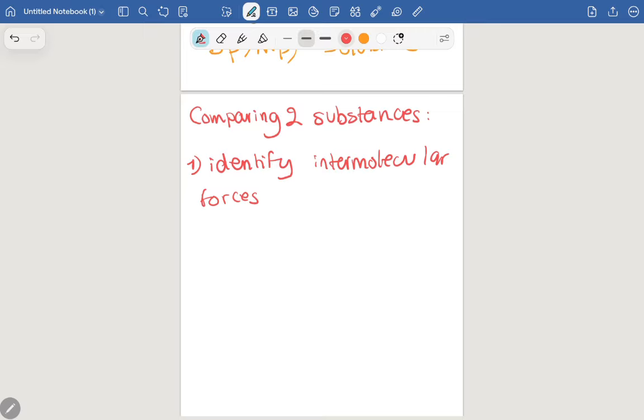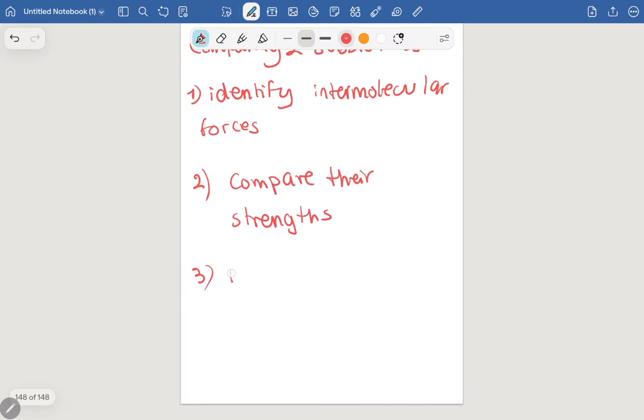Now, second thing, you will compare the strongest with the strongest. You will say, okay, I have a hydrogen bond here and a hydrogen bond here. Now, which hydrogen bond is stronger? In order for that to happen, you will need to compare their strengths. After that, you'll be able to explain the variation in the physical property.